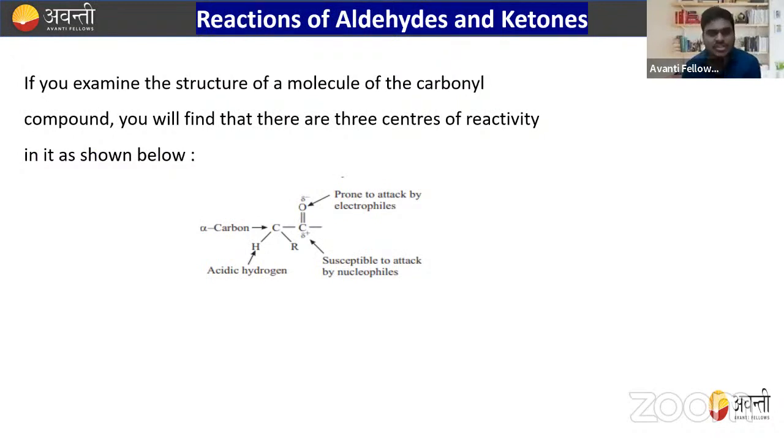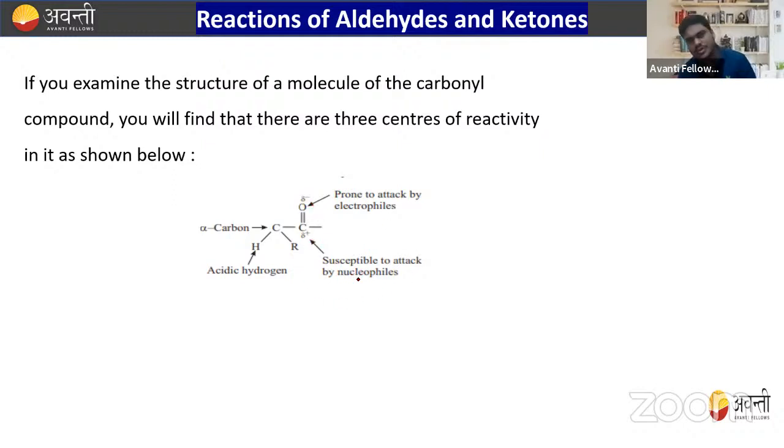So if you examine the structure of the molecule of the carbonyl compound, you will find that there are three centers of reactivity, as shown below. So what are the three centers of reactivity? That is C double bond O, and they have either two groups. If I'm talking about the aldehyde group, that is C=O and it is having C-H and R. So this is prone to attack by the electrophile, and the other part is susceptible to attack by the nucleophile.